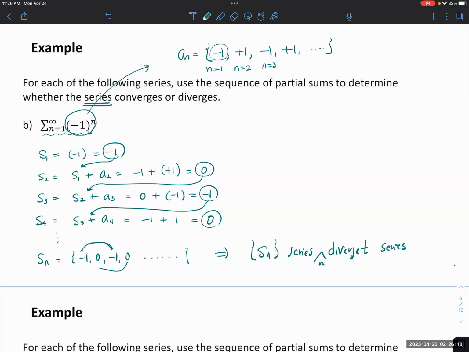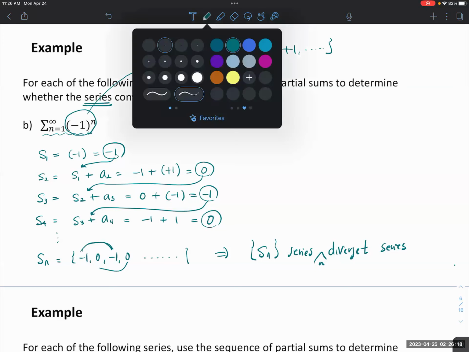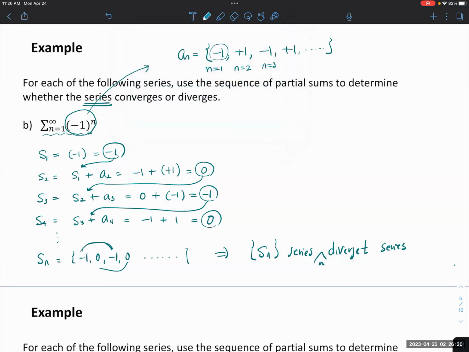Yep, it is. Okay. If you do not have any question, we're going to keep going to the next example. I'm going to keep showing you a variety of An. So let's take a look at it.